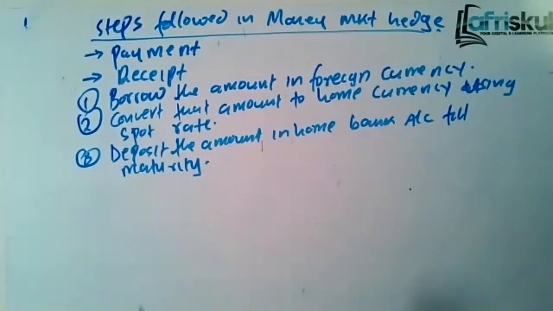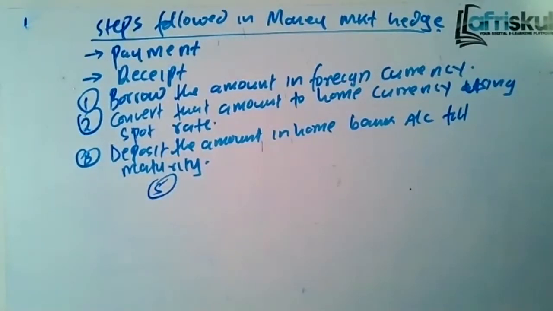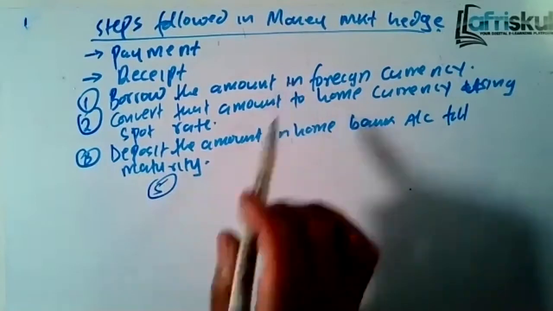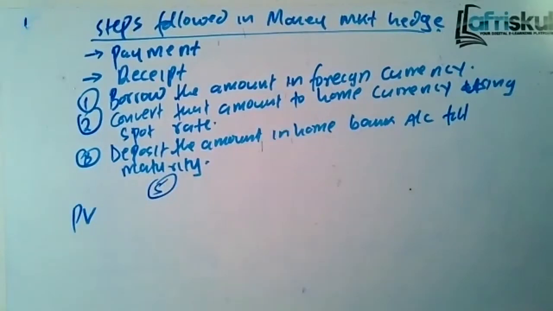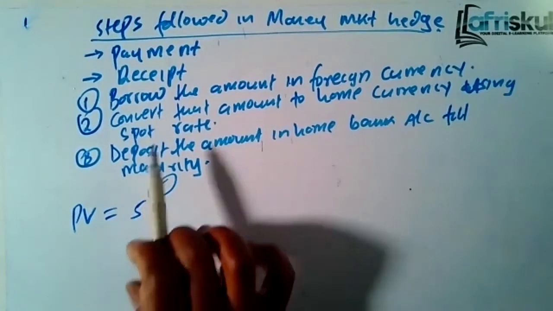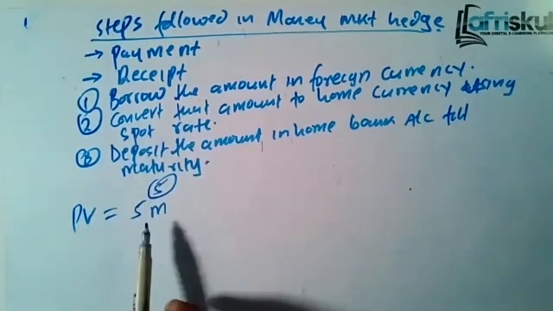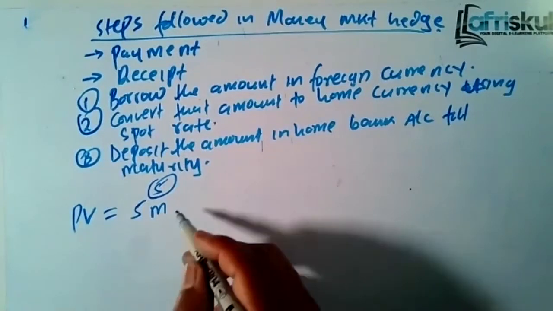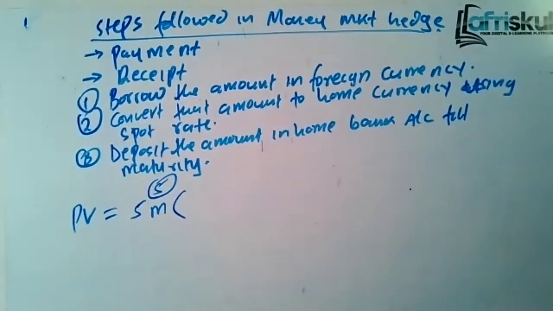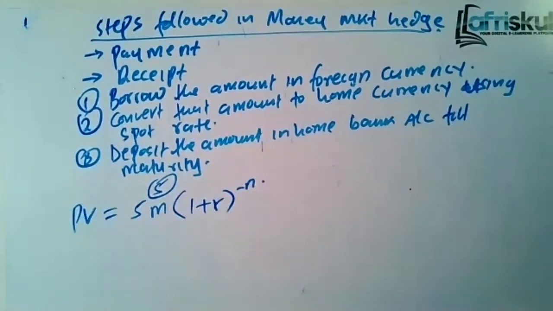Assuming you are supposed to make the payment 5 months from now, to determine the amount to borrow you have to get the present value. Assuming you are supposed to pay or receive 5 million after 5 months, and you want to know the amount to borrow, you take the 5 million and get the present value if you borrow now: divide by 1 plus r raised to power n.